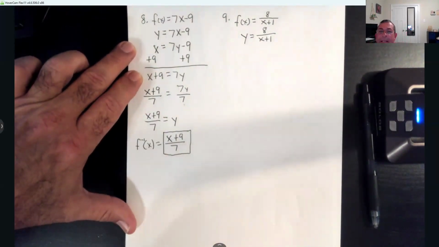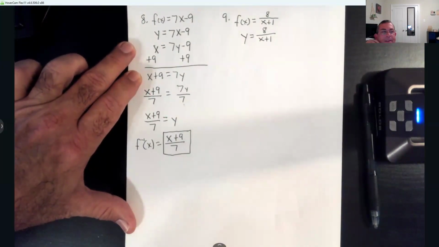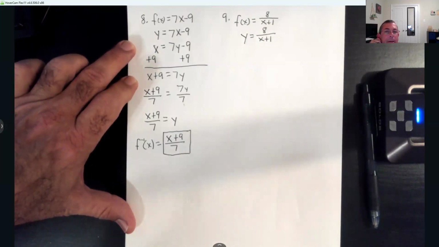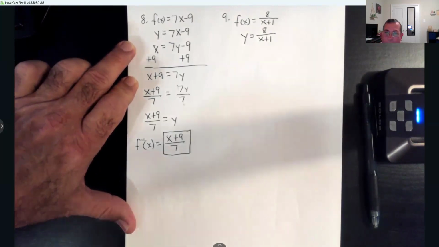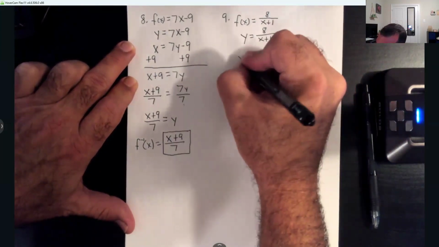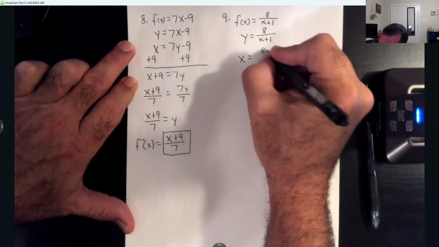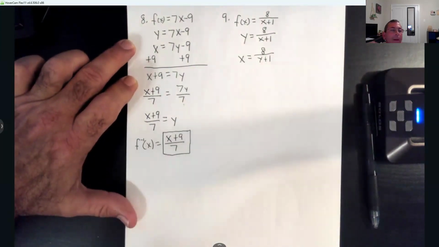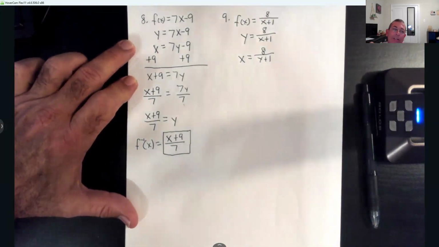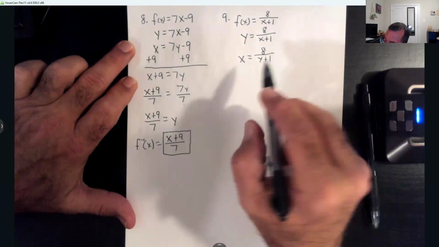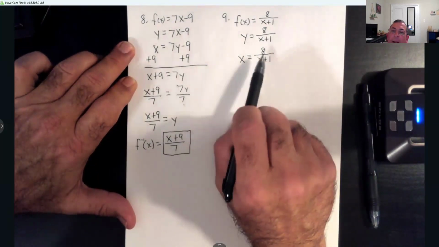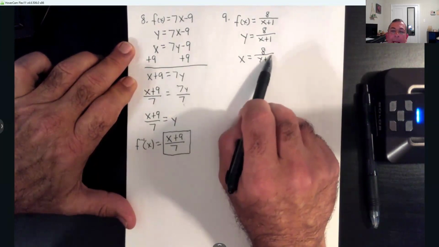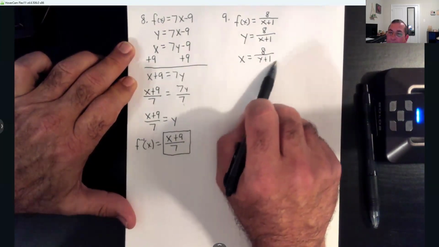All right, y'all, so let's think. What's my next step on this? So we're going to switch them. Good job. So that'll give me x equals 8 over y plus 1. So here's the thing. I need to solve this for the y, but I can't solve it while that y is sitting down here in the bottom of this fraction.